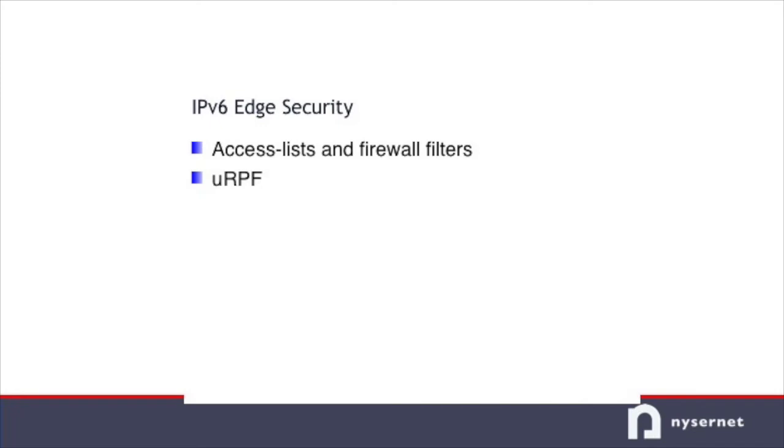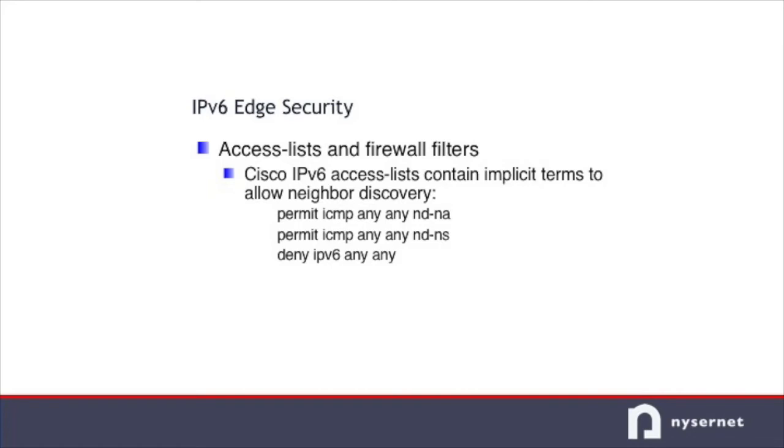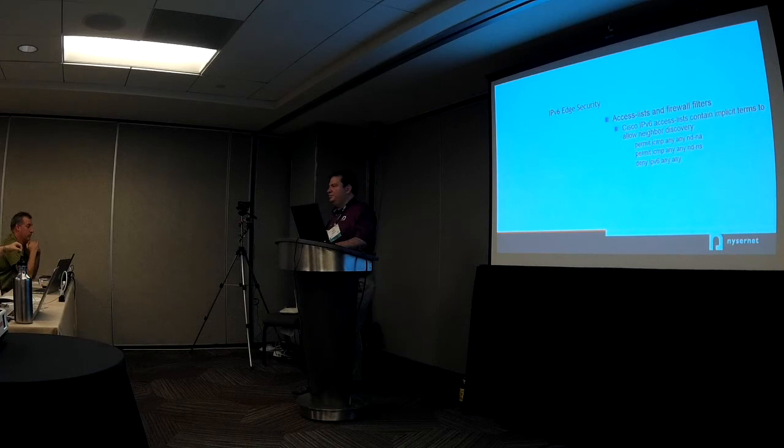Edge devices or edge security, access lists, firewall filters, reverse path. And I'm not entirely sure what happened with the slides here. With IPv4, as everyone is aware, there's a deny any at the end. With IPv6, there are now a number of implicit terms. There are 2 extras to make sure that no one accidentally breaks neighbor discovery, because if you break neighbor discovery, you break everything. So just be aware that there are now 3 lines at the end of every Cisco access list to allow for permit neighbor discovery and then deny any.